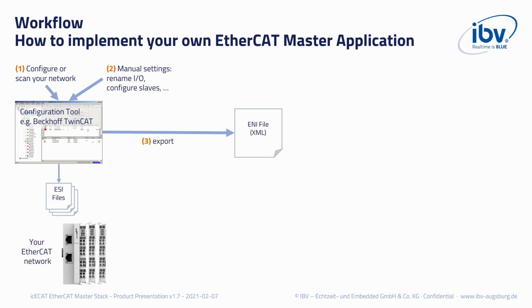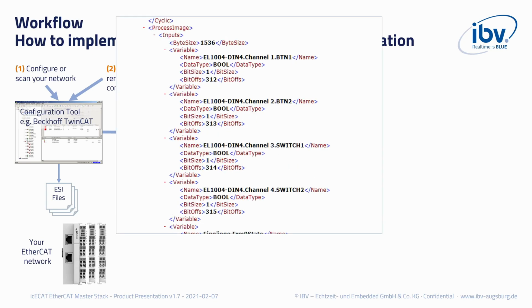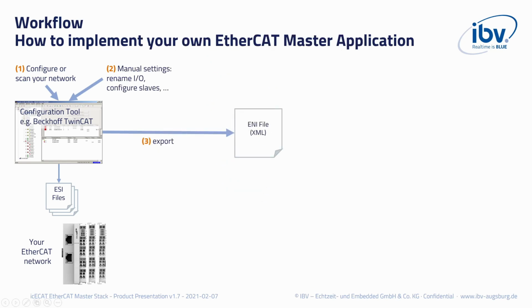This is the file we already seen in the sample application. And this was the file we converted into source code. And this file contains all the information of your network. And this looks, for example, like this. So here we have some input channels, which are called button 1 and button 2. And down here we have a switch and another switch. And yeah, all this can be done by using a tool like TwinCAT.